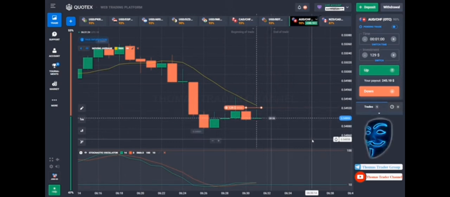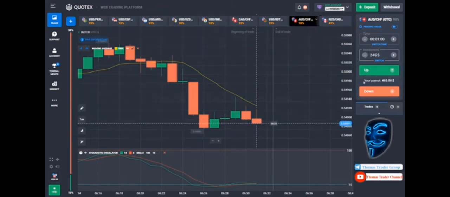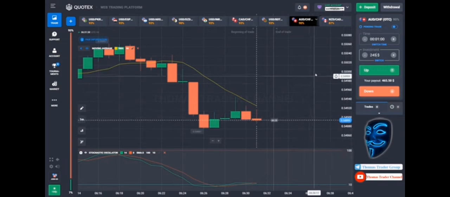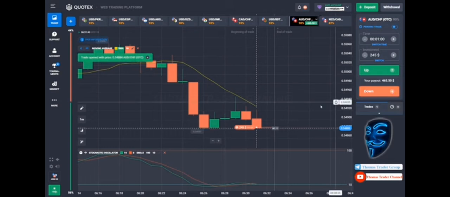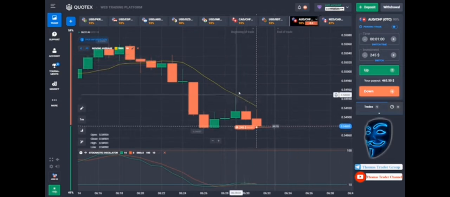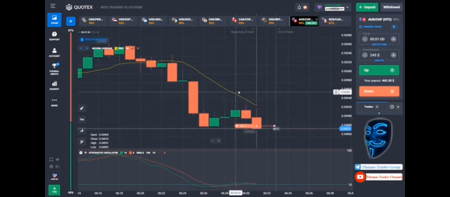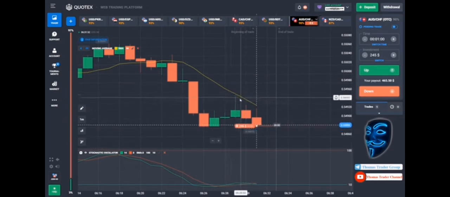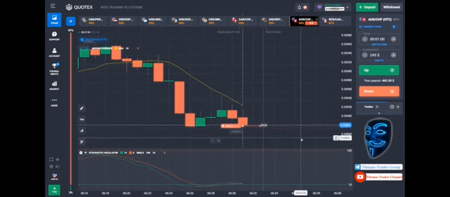We made a right prediction over here, we made a profit of $245. Let's change our investment into $245. And over here we still can open sell for 1 minute. As you can see, the market has just made a rebound on the moving average line. I'm sure that the market will still continue the bearish trend. Let's brave it and let's wait till the end of our trade.